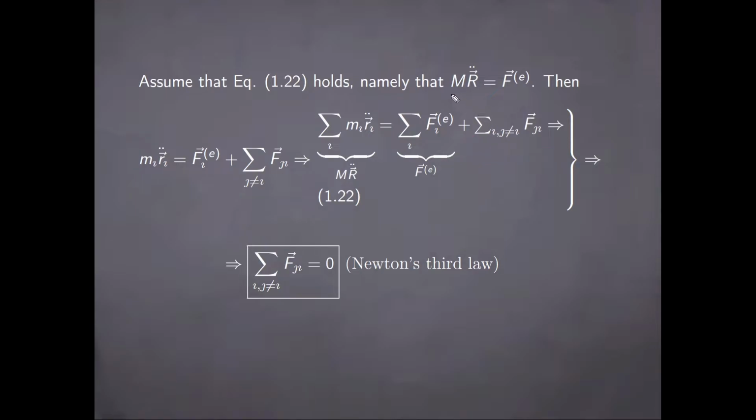But now by virtue of this assumption, which is taken from the very beginning, the immediate implication is that this sum must be equal to 0. Therefore, under the assumption that Newton's second law can be written in this form for a system of particles, it means that the internal forces obey Newton's third law. That is, they are equal in magnitude and opposite in direction for each pair of interacting particles.